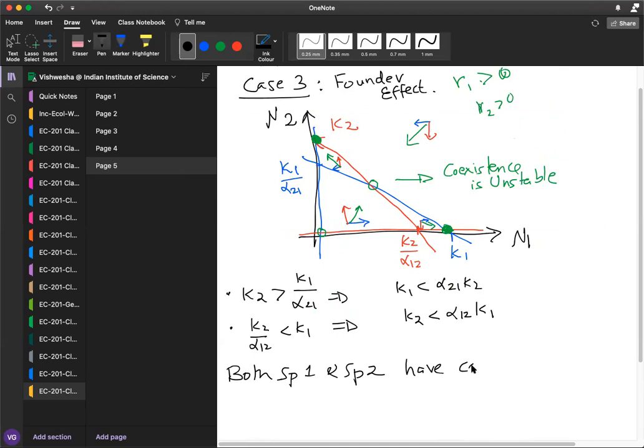Have competitive advantage when in large number. So this leads to the founder effect.